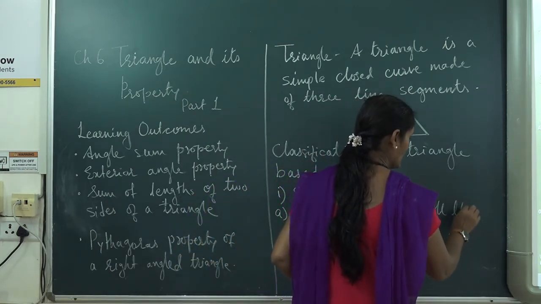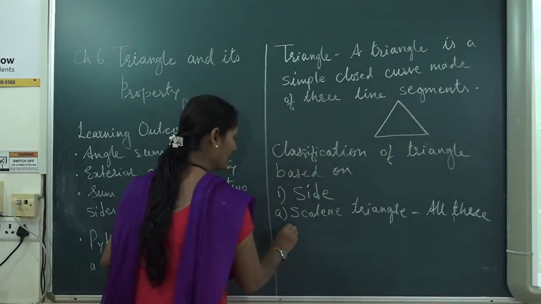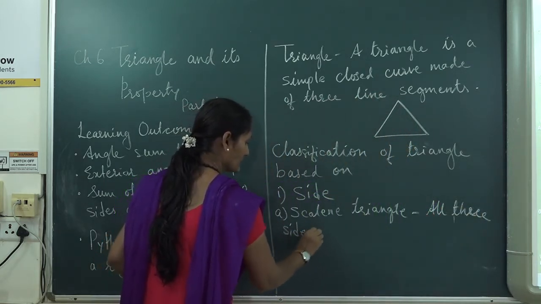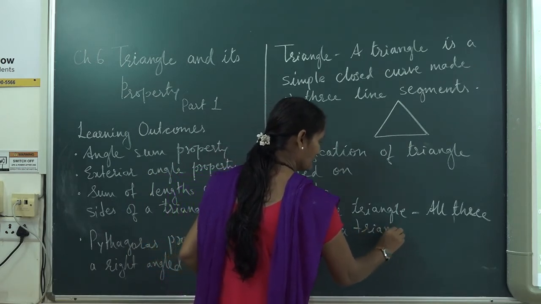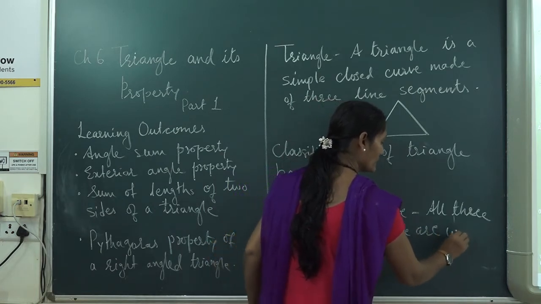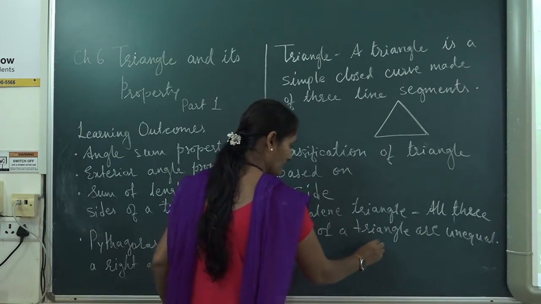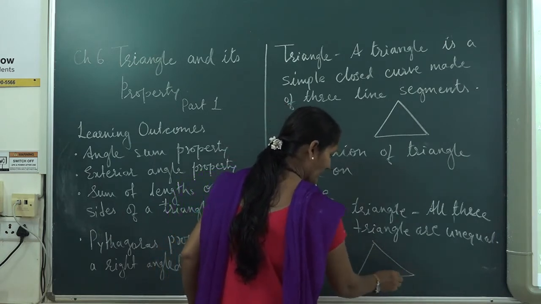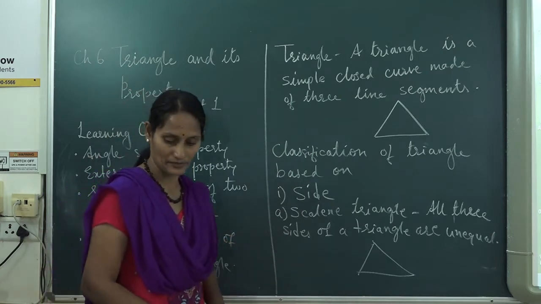All 3 sides of a triangle are unequal. Now if I will draw one figure, I don't know what is the measure of this. So this is known as a triangle, a scalene triangle.